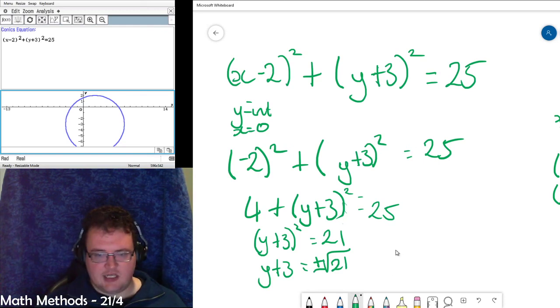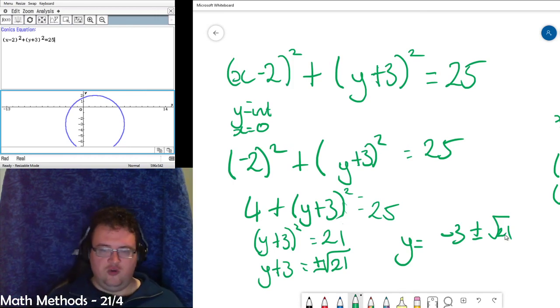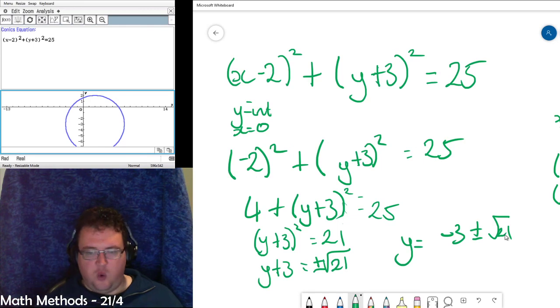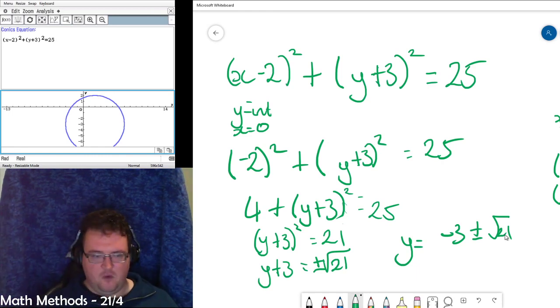Therefore, your y-intercepts are going to be at y equals minus 3 plus minus the root of 21, which you will need your calculators to do. But because it's the square root of 21, and 21 is between 16 and 25, the answer is going to be about 4.5-ish. So it's going to be minus 3 plus 4.5-ish and minus 3 minus 4.5-ish.